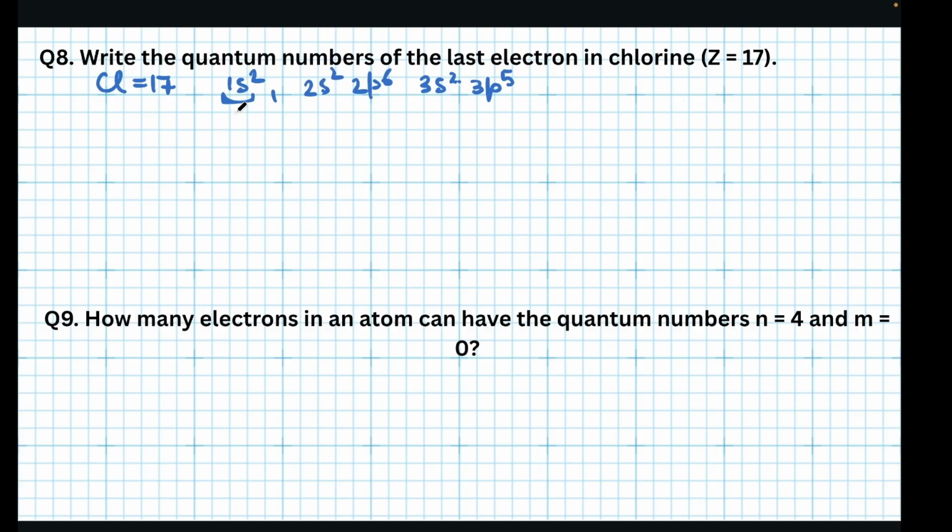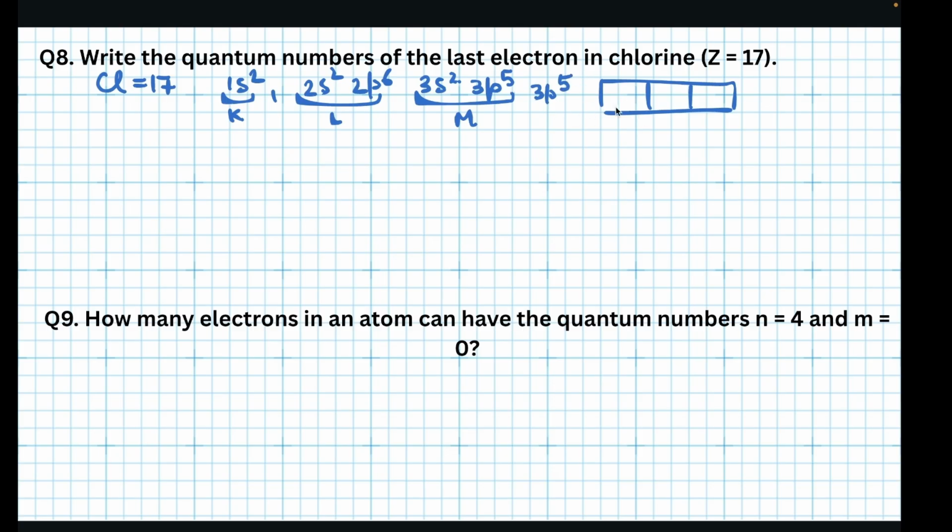So this is the first shell K, this is the second shell L and this is the third shell M. So we will start filling electrons from the first shell: 1s2, 2s2, 2p6, 3s2, 3p5. So here we can see that the last electron enters the 3p subshell. So this is the 3p subshell. The maximum number of orbitals in the p subshell is 3p5.